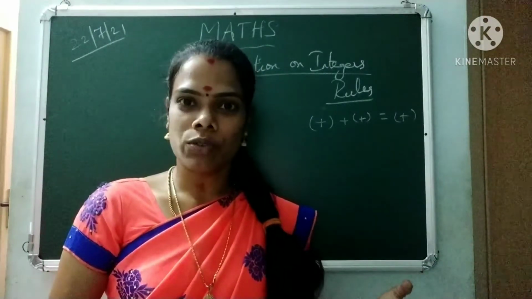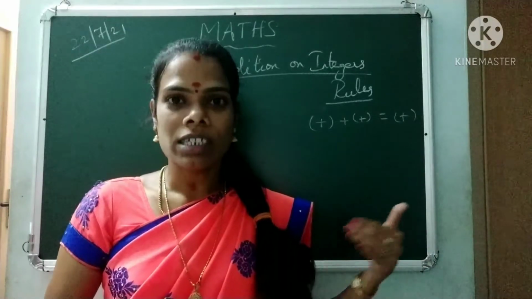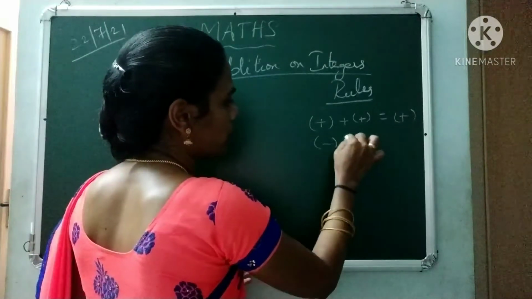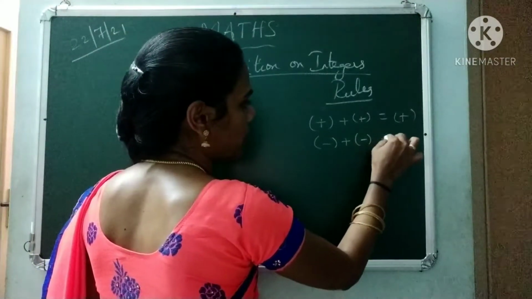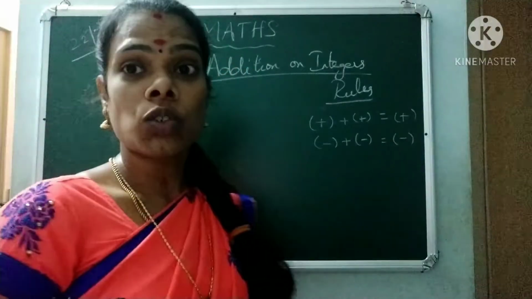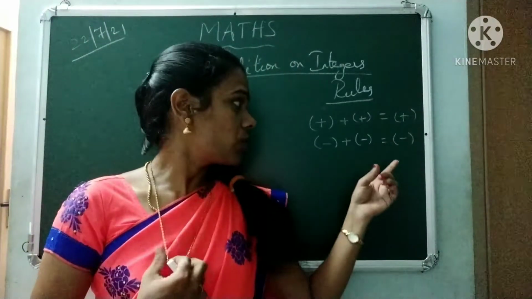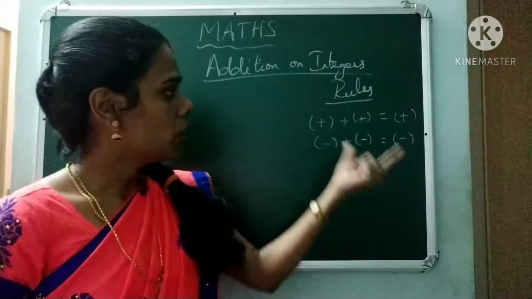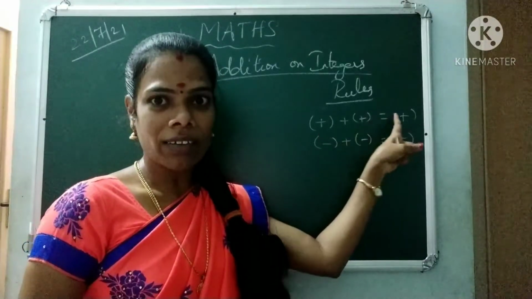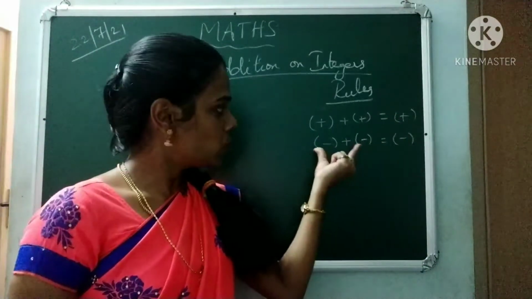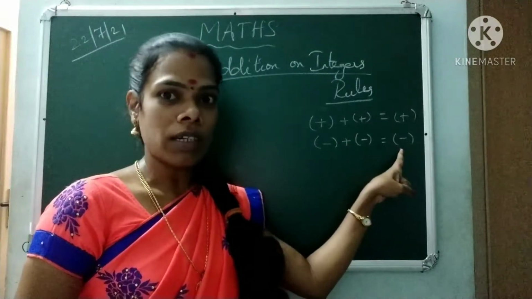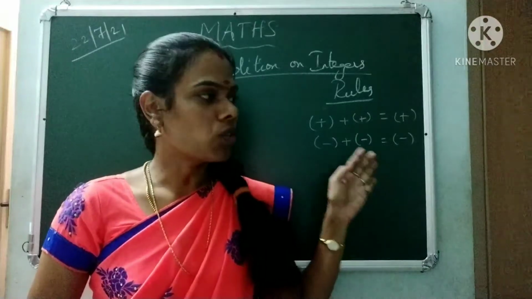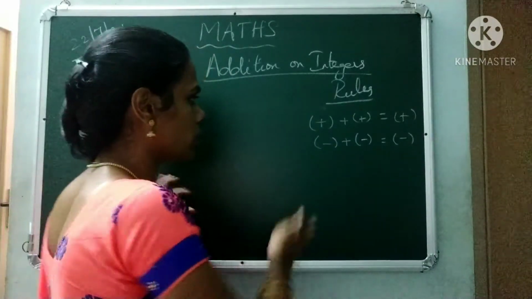For example, 1 plus 2 is 3. The sign of the integers is positive, so your answer will be positive. If you are adding two negative numbers, the sign of your answer is negative. That means if the two signs are the same, your answer also has that same sign. That is in addition we are doing.